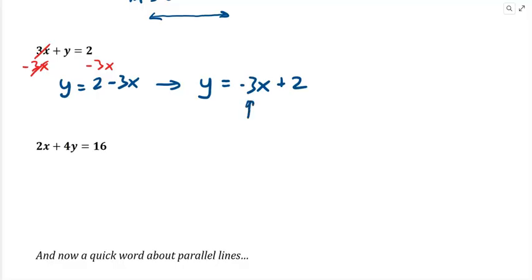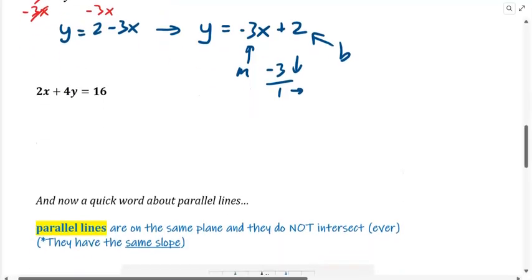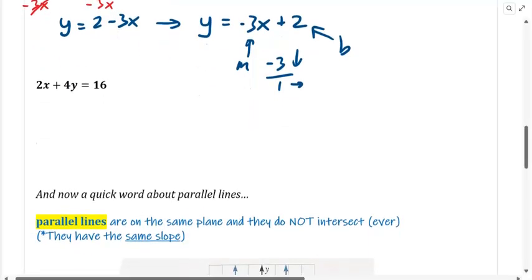That means it has a slope of -3, so that means it goes 3 down and to the right 1. And that has the y-intercept of 2, that means it crosses the y-axis at +2. That's where the line begins, at the y-axis. One more here for us.